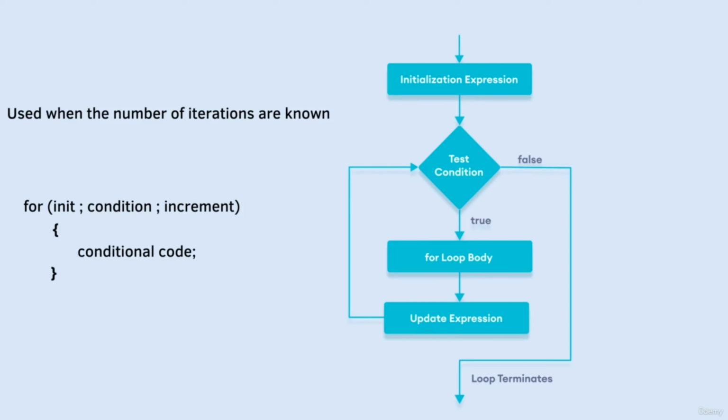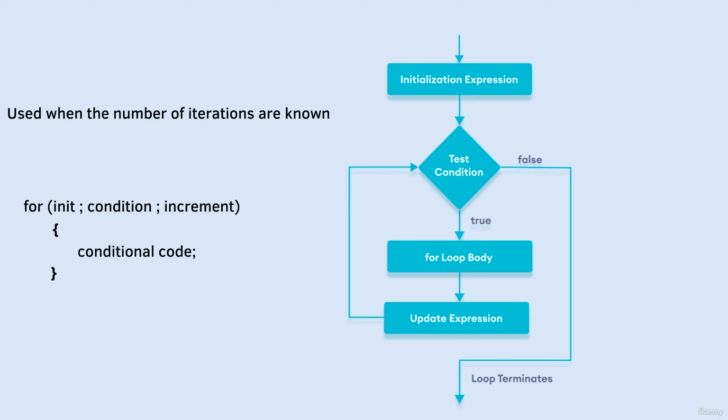Now how will it execute? First of all, the initialization will execute. It will initialize a particular variable with a given value. Before entering the body of the for loop, it will check the condition. If the condition is true, only then this code block will get executed. If the condition is false the very first time, it will not execute at all. So if the condition is true, the code block will execute, and then comes the increment.